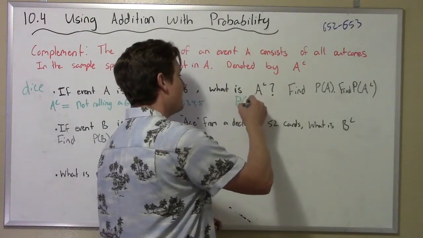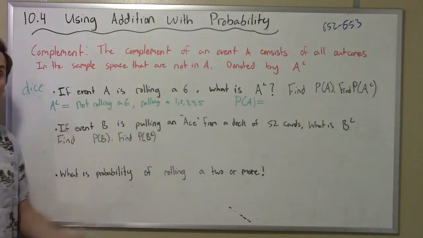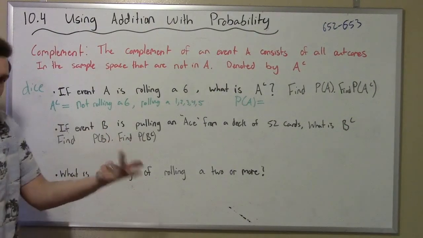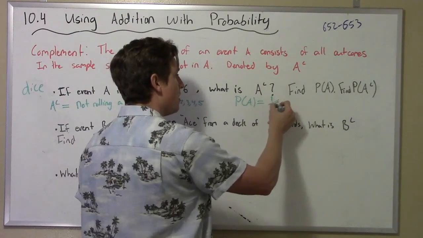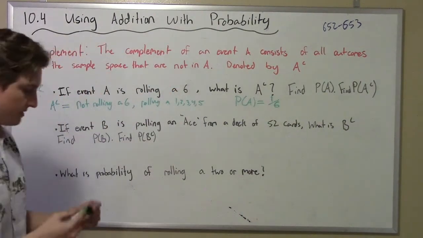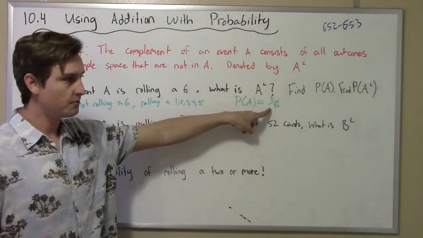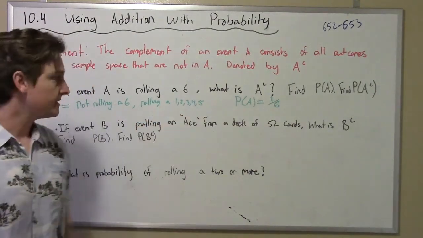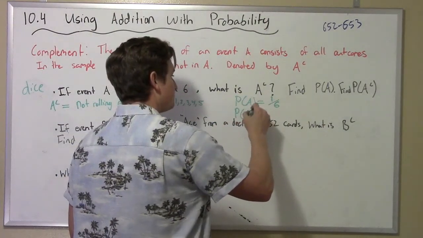The probability of A is all the ways that you can roll a 6. Well, there's only one way for that to happen. Divide that by all the possibilities. There are 6 possibilities, so all the ways to roll a 6, there's one of them, over 6 possibilities, 1, 2, 3, 4, 5, or 6, and there's your probability. Let's find the probability of the complement.